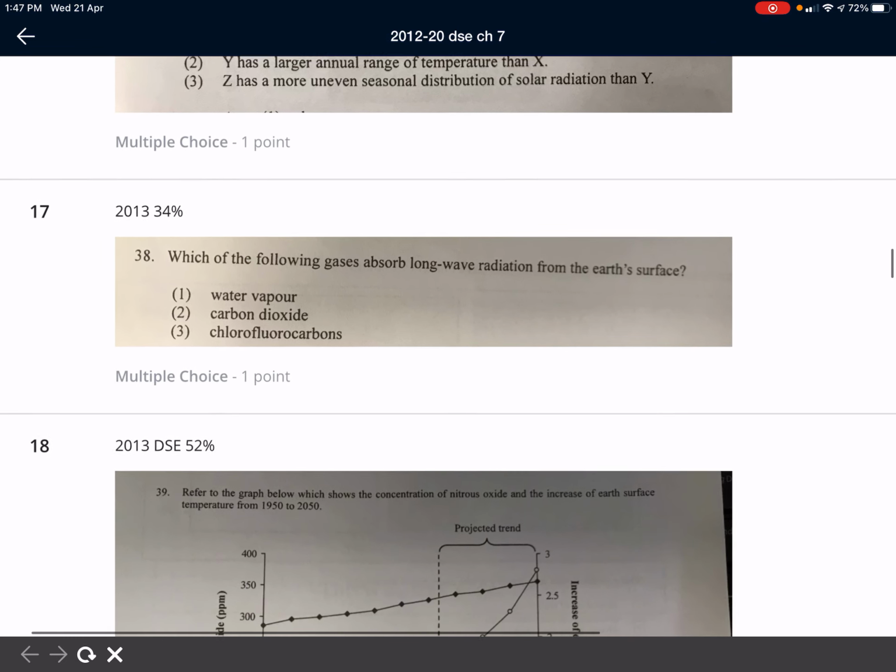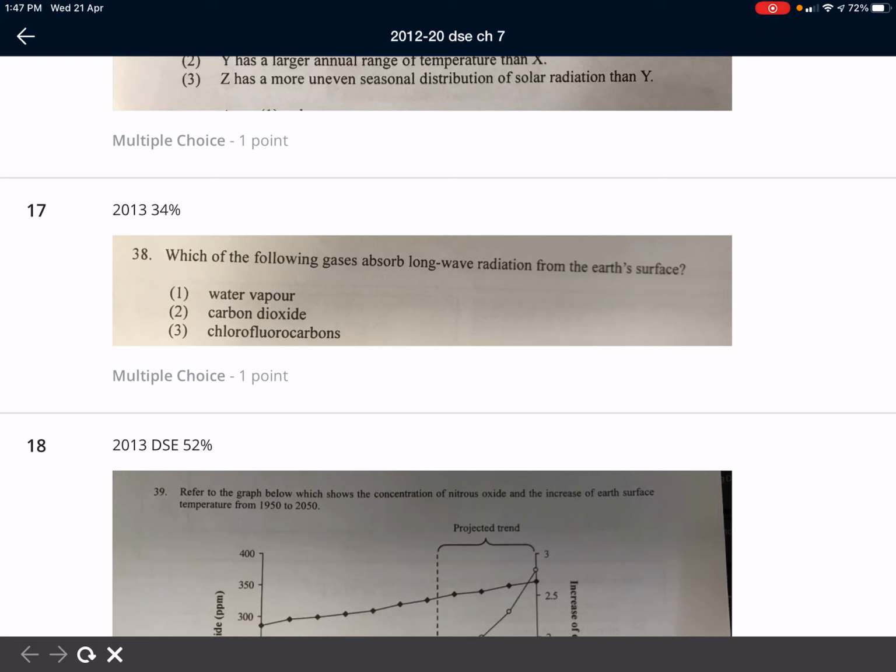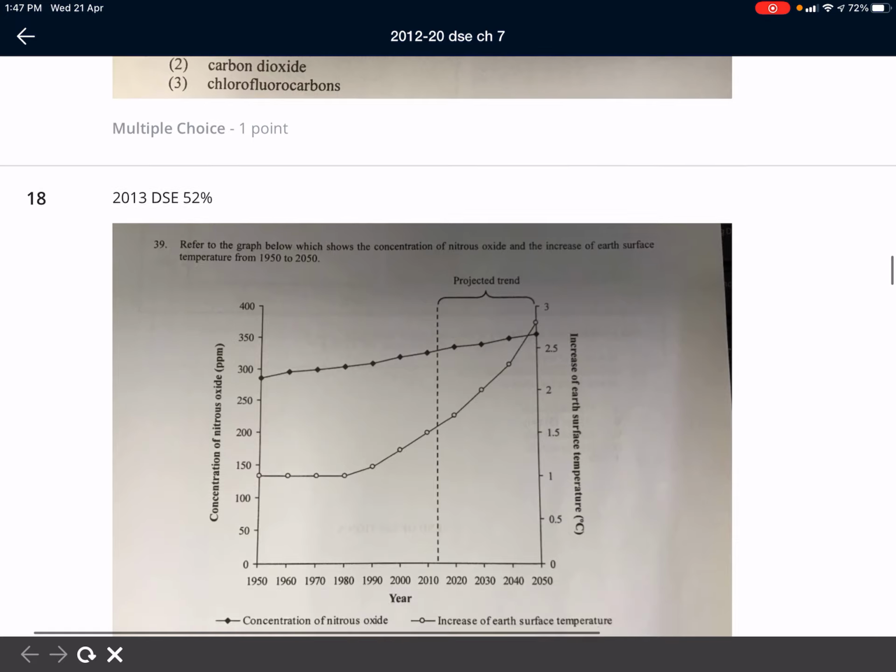Which of the following gases absorb long-wave radiation from the Earth's surface, which are greenhouse gases? Water vapor, carbon dioxide, and also don't forget, you have seen this in the previous question already, the CFC. Indeed, the CFC is also a greenhouse gas. So accordingly 1, 2, 3 are correct, which is D. The answer is D, isn't it? Okay, and then number 18.